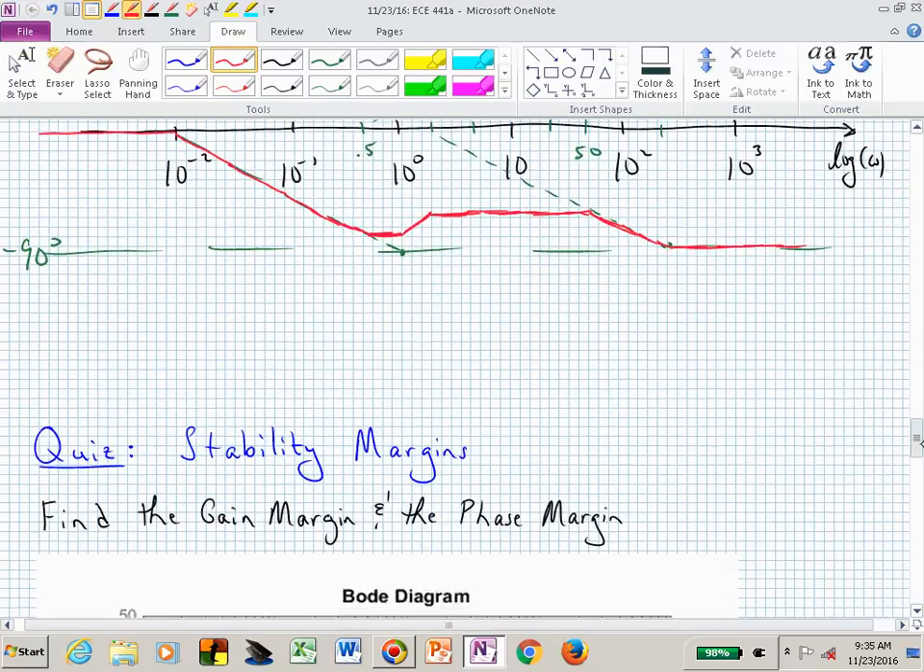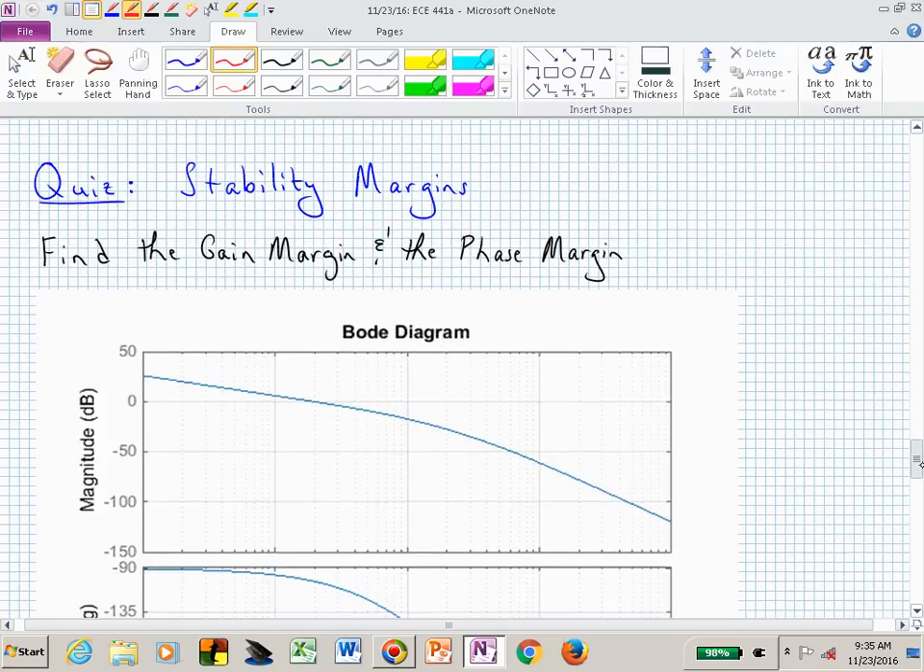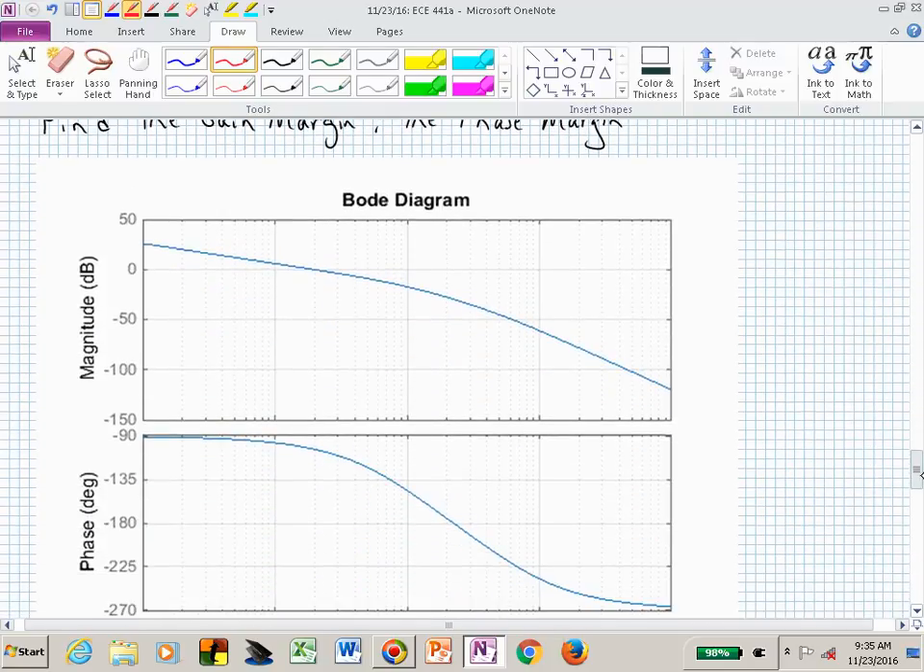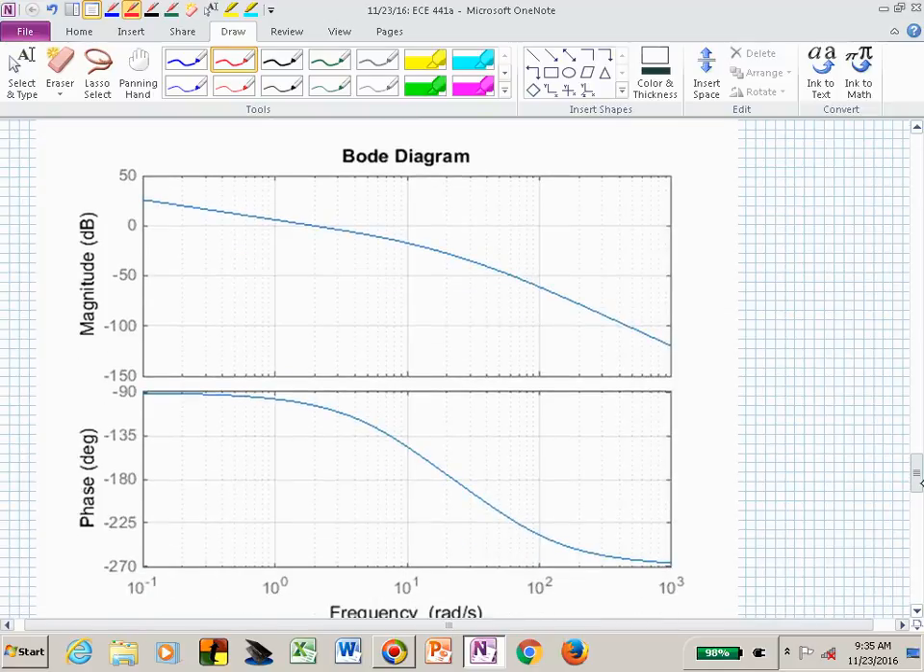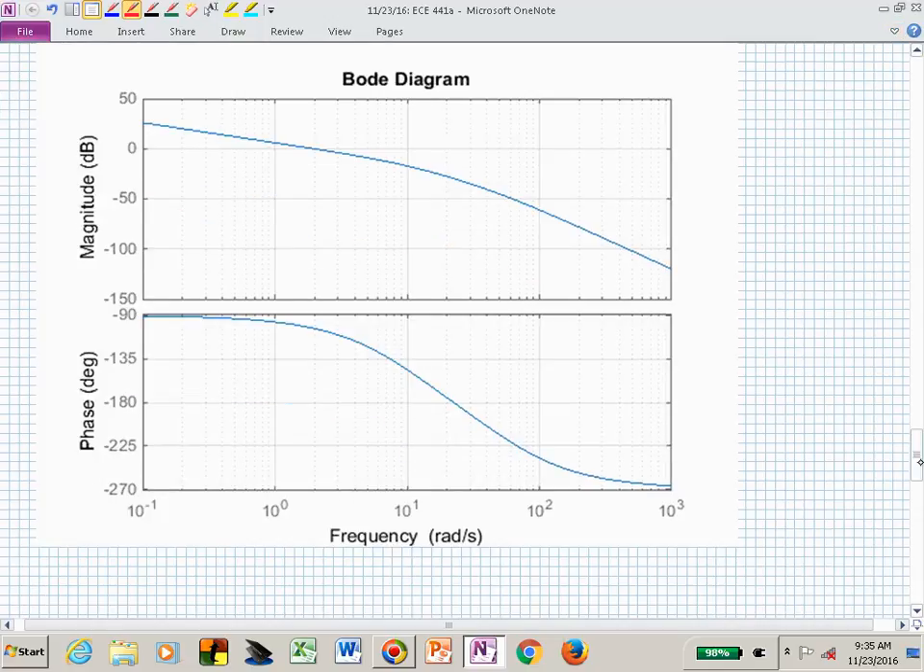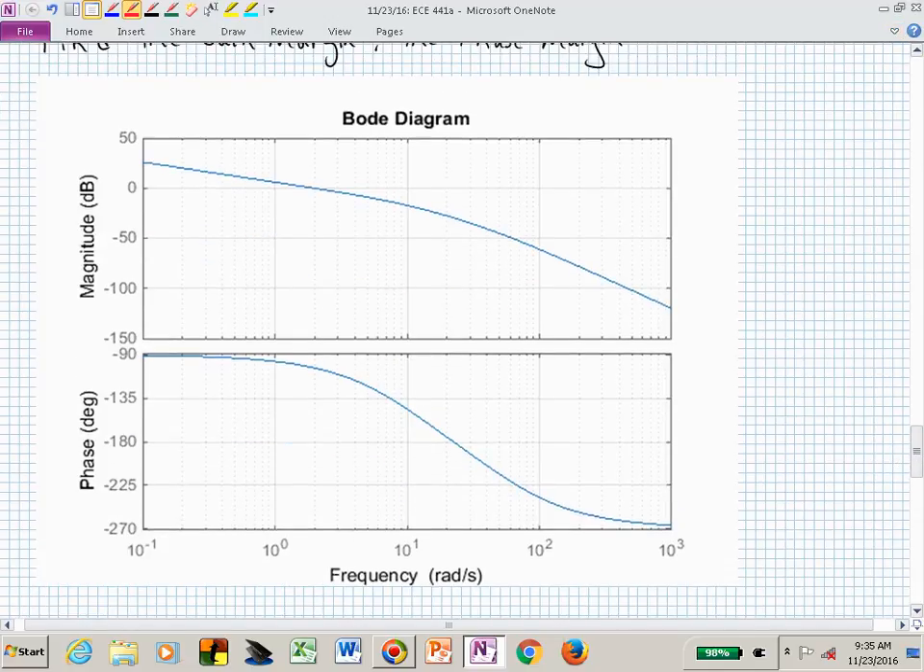What we want to do now is look at stability margins. So now I'm giving you a different system, magnitude and phase. This is your quiz, and I now want you to find the gain margin and the phase margin associated with this particular system. Begin.